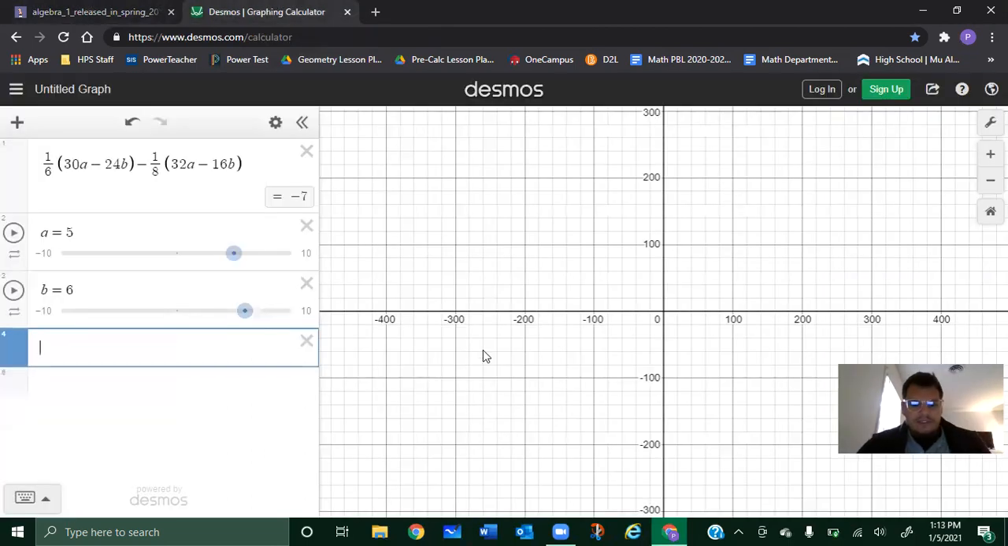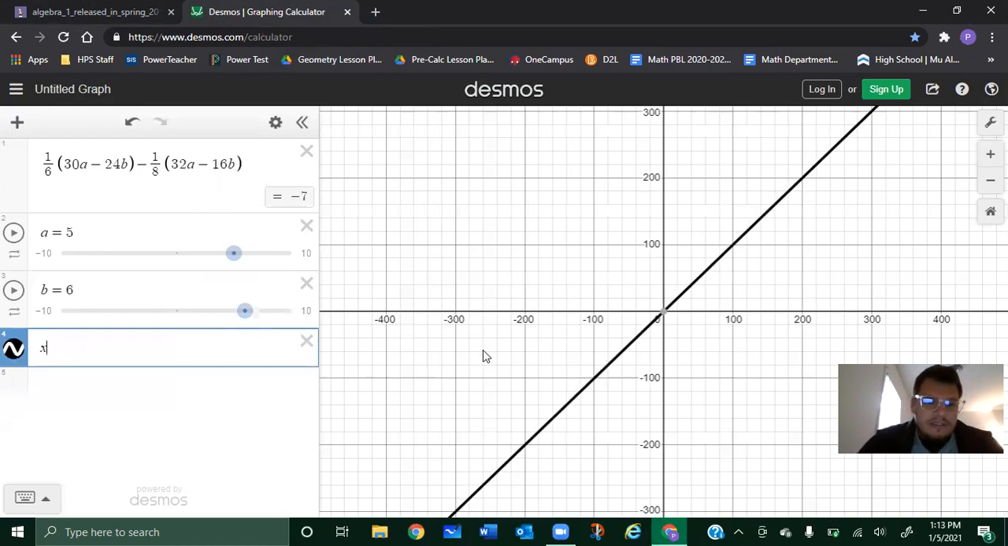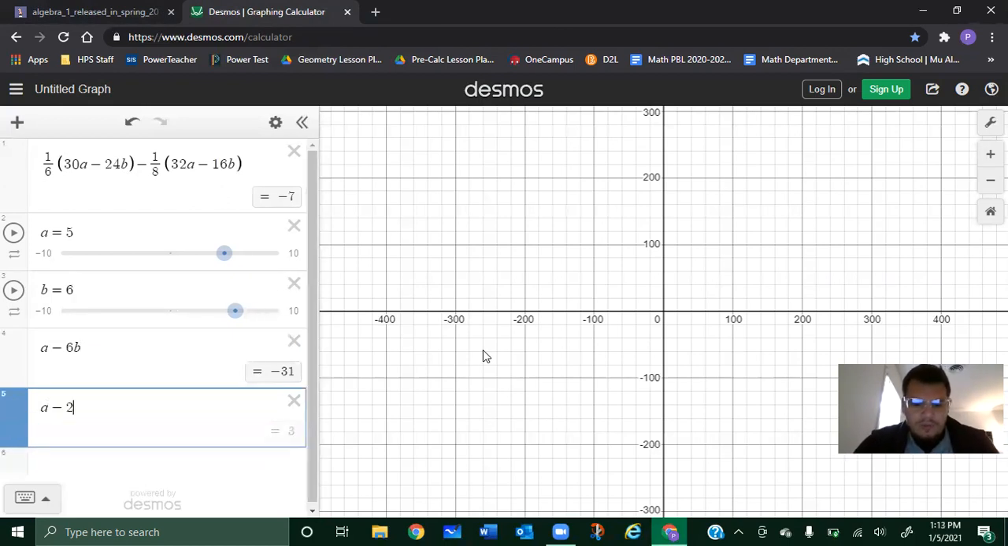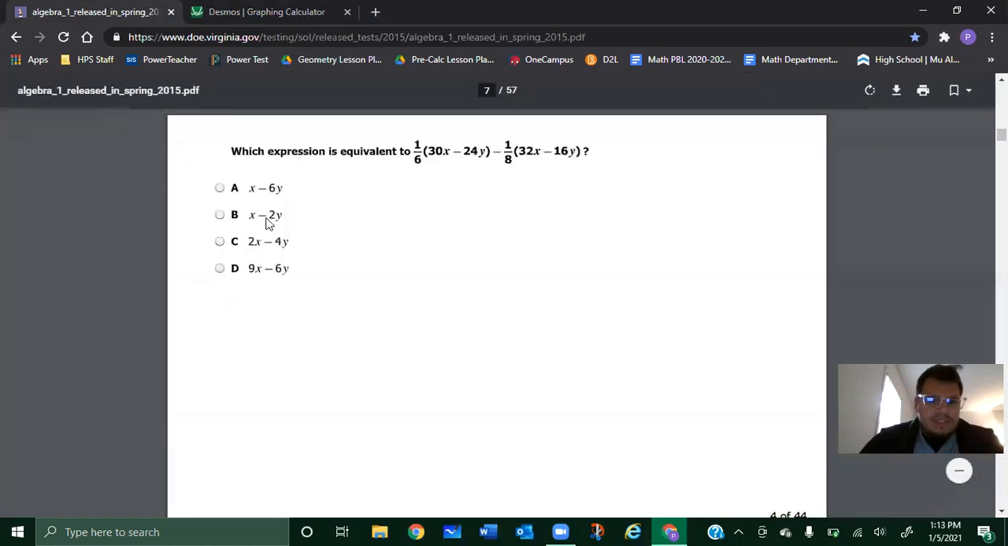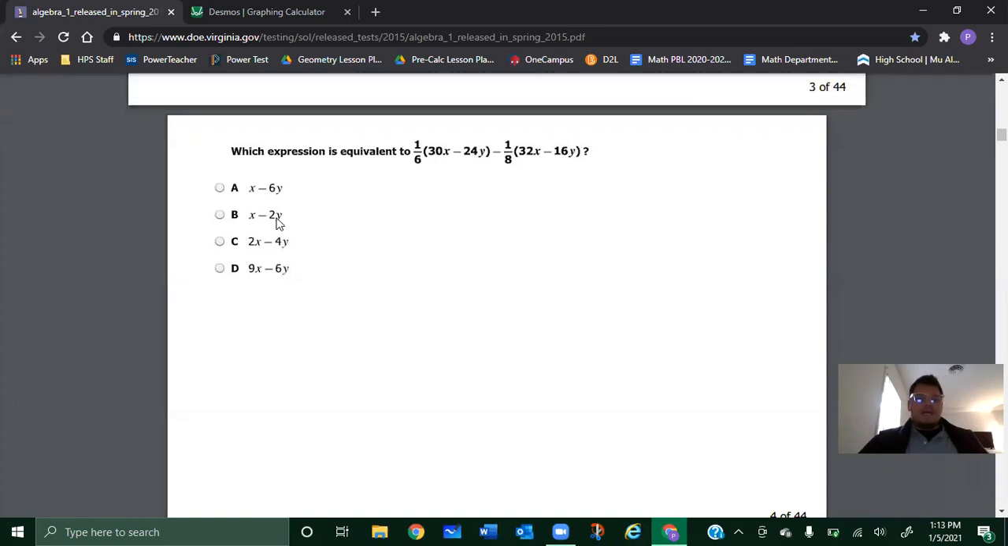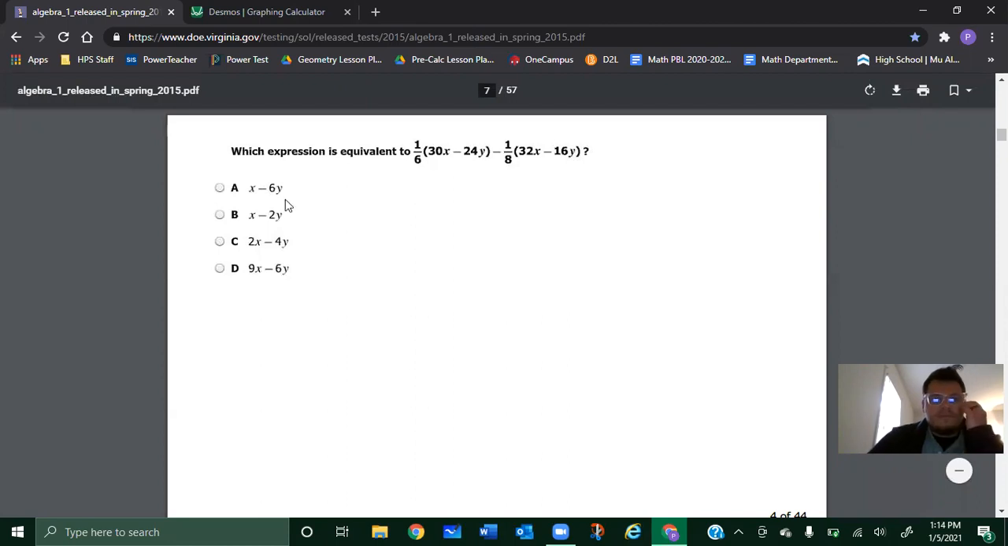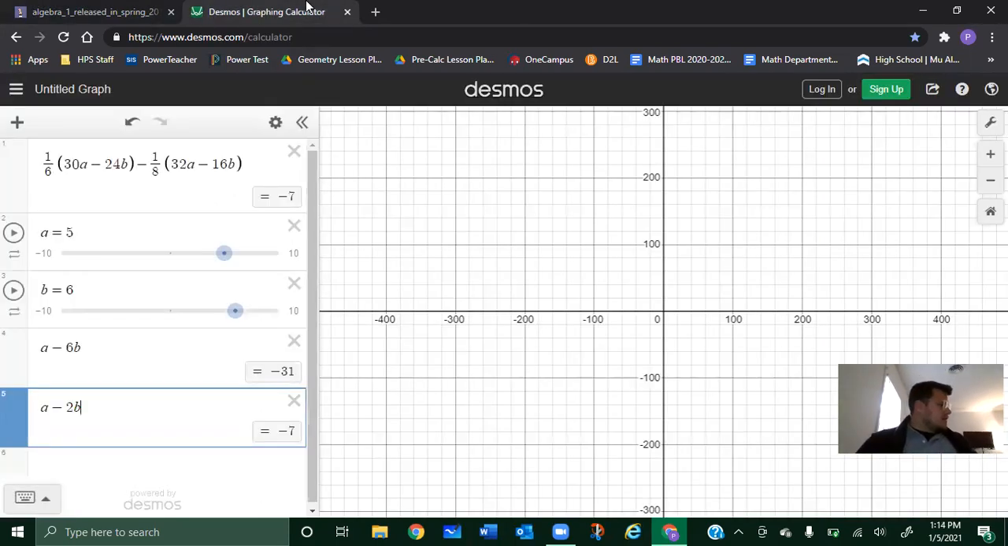So let me try X minus 6Y. And it can't be X minus 6Y. It has to be A, because remember A is X, minus 6B. A minus 6B. Well, that's not it. How about A minus 2B? This is letter B. That's it. It's letter B. Letter B is X minus 2Y, or A minus 2B. Remember, X is A and Y is B. So the answer to this one is B, right here. So that one got a little more complicated.